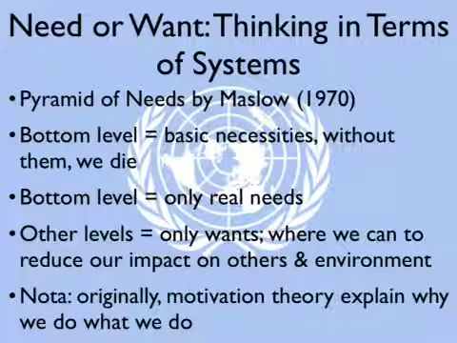In class, some of you brought up the pyramid of needs by Maslow, and we will be focusing on the bottom level of the pyramid. The bottom level represents basic necessities. In other words, if you don't have these things, you will die. So you describe the bottom level as being the only real needs that someone has, meaning that the other levels are only wants, so something we can control better.